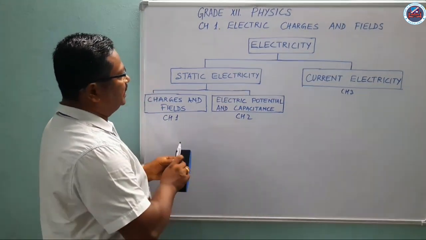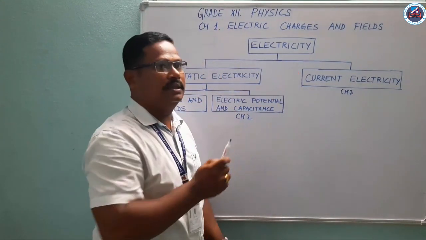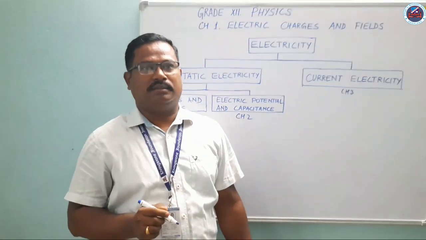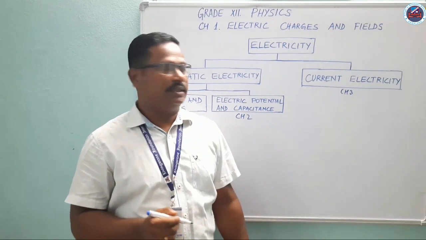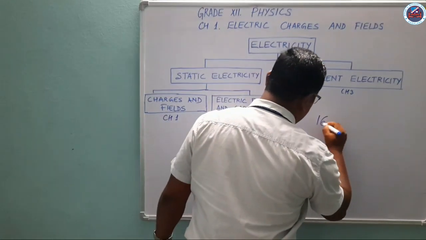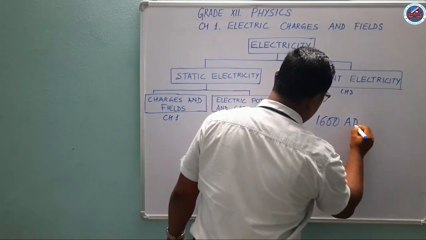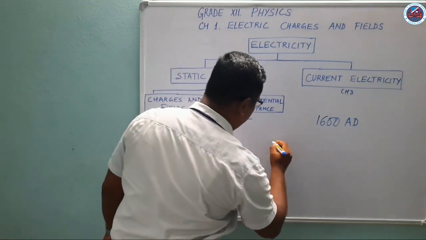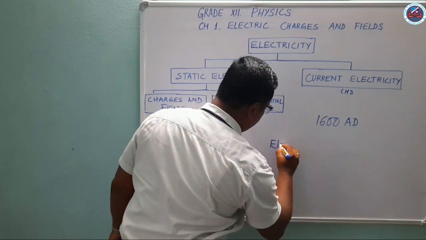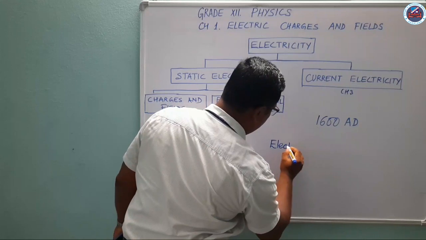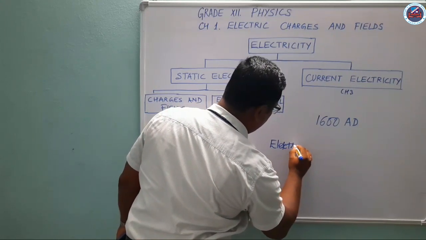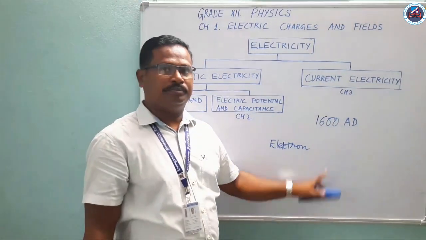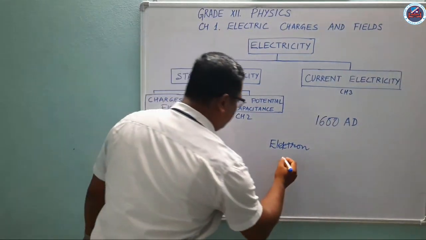Now, this term electricity was coined by an English physicist. His name is William Gilbert, in the year 1600 AD. The word electricity is derived from a Greek word called electron, E-L-E-K-T-R-O-N, electron, which means amber.